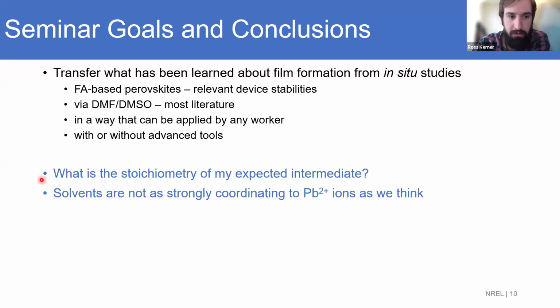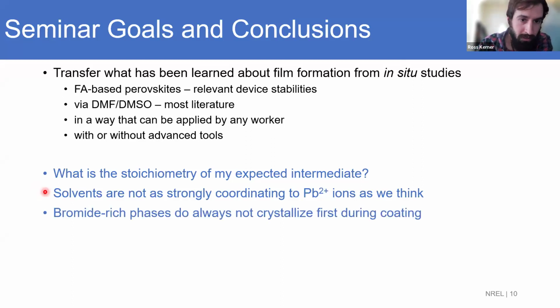Something I've noticed going through this is that solvents are not as strongly coordinating to lead as we might have previously thought. I always thought DMSO is super strongly coordinating to lead. Now my perspective is more like it does, but I don't know if I want to use the word strong. Another thing that I held as a given going throughout my career up until this point is that bromide is less soluble, so bromide-rich phases should crystallize first during coating. And now I've seen lots of data that point to the exact opposite of that.